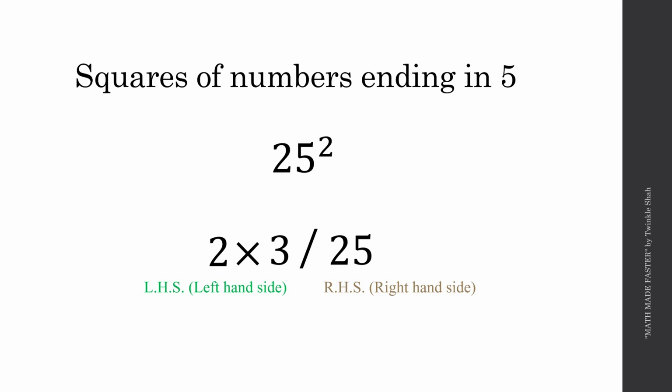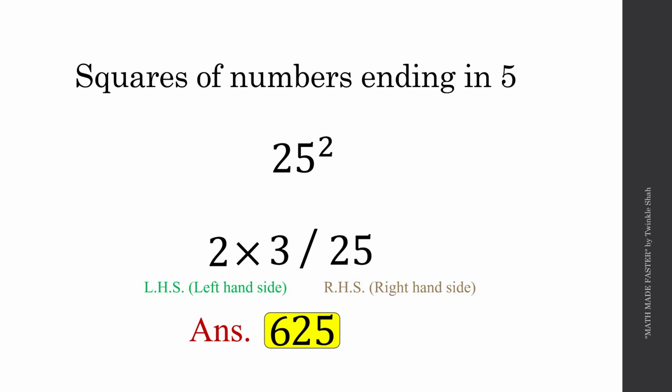Now simplify both the expressions and concatenate the results. 2 times 3 equals 6, and we have 25 from the right hand side. Therefore, our answer is 625.